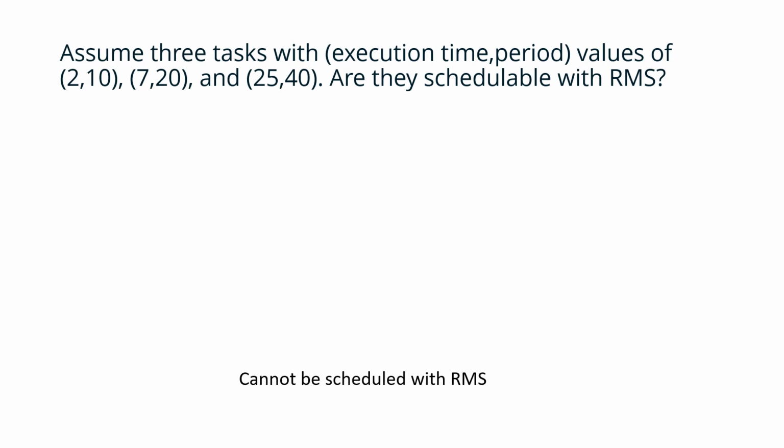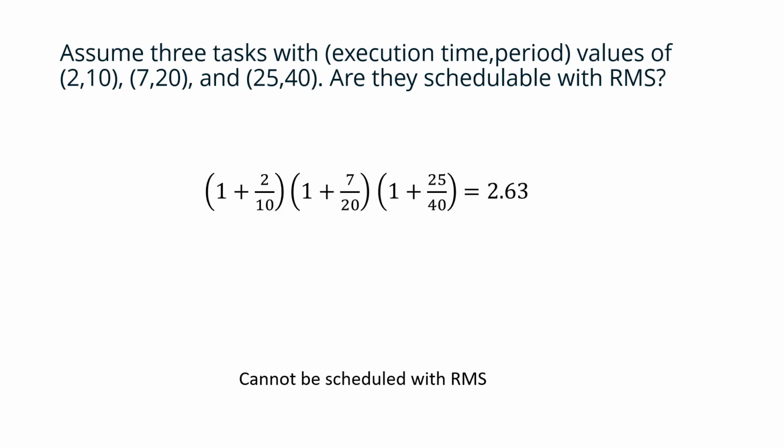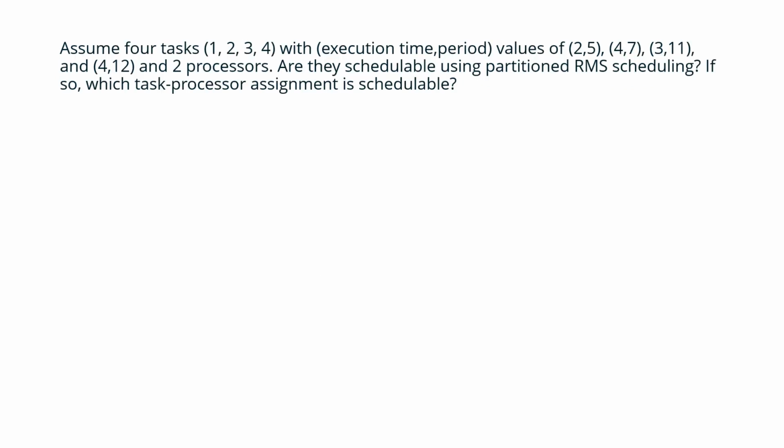Assume 3 tasks. Are they schedulable with RMS? It turns out that they're not, because they don't meet the bound. And now you might say, wait a minute, it didn't meet the bound, but you said that doesn't guarantee they can't be scheduled. Right, but also if you calculate the utilization, it's over 100%. So yeah, definitely cannot be. That one for sure can't be scheduled with RMS, not on one processor anyway.